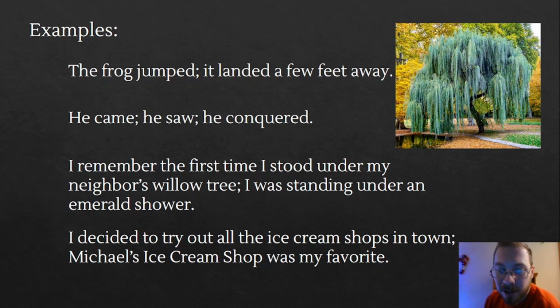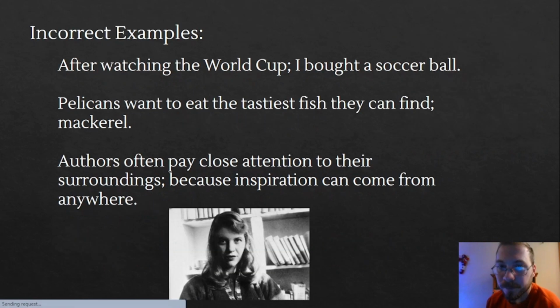I decided to try out all the ice cream shops in town. Michael's ice cream shop was my favorite. So the first sentence here is independent. It doesn't need more information. Michael's ice cream shop was my favorite. Same thing, it doesn't need more information to be complete. Both of those can stand alone by themselves. They're complete sentences, so we can connect them with a semicolon.